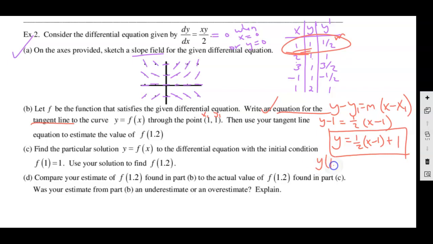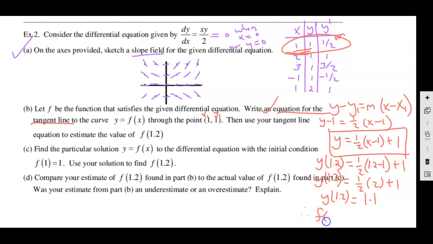We're going to take that function and plug in 1.2. So we've got 1/2 times (1.2 minus 1). So that's 1/2 of 0.2, which would be 0.1. So I've got that the tangent line is equal to 0.1 plus 1, so I've got 1.1. Right, so the tangent line is 1.1.